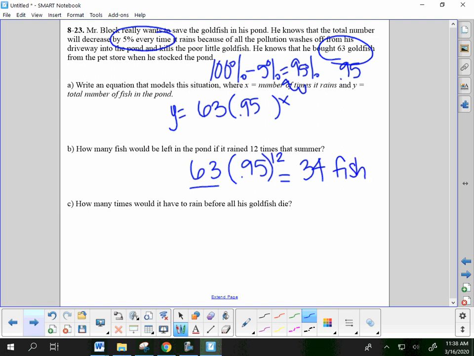How many times would it have to rain before all his goldfish die? So if you keep on multiplying, you're going to get a number lower than 0. But in exponential situations, you should know that your number will keep on getting smaller and smaller and smaller, like something like that. So you could say, mathematically, your answer would be never, but in real life, the goldfish would eventually die.